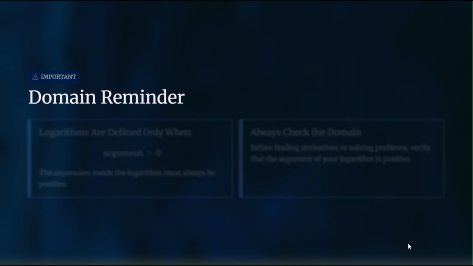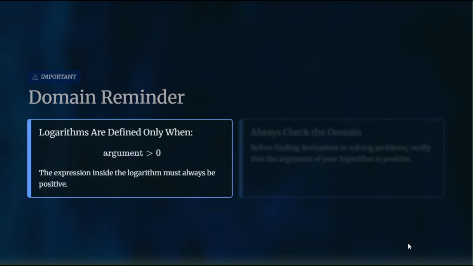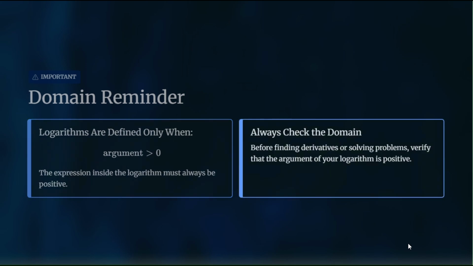Here's an important reminder. Logarithms are defined only when the argument is greater than 0. That is, the expression inside the logarithm must always be positive. This is a fundamental property of logarithmic functions. So always check the domain before finding derivatives or solving problems. Verify that the argument of your logarithm is positive. This will prevent mathematical errors and ensure your answer is valid.